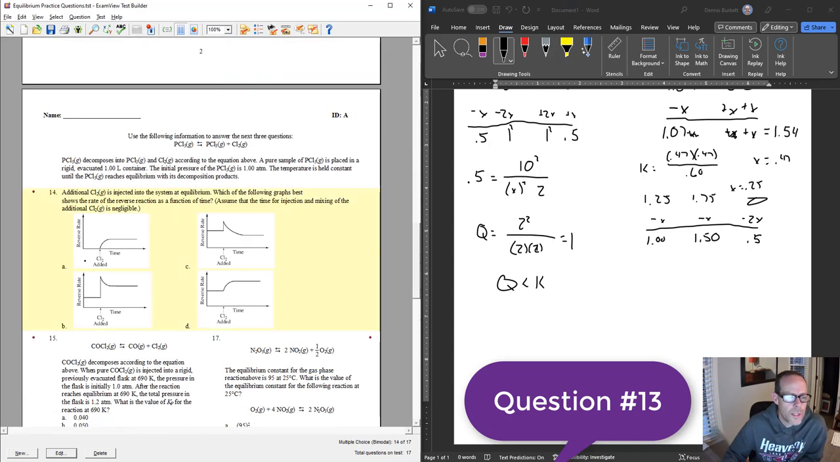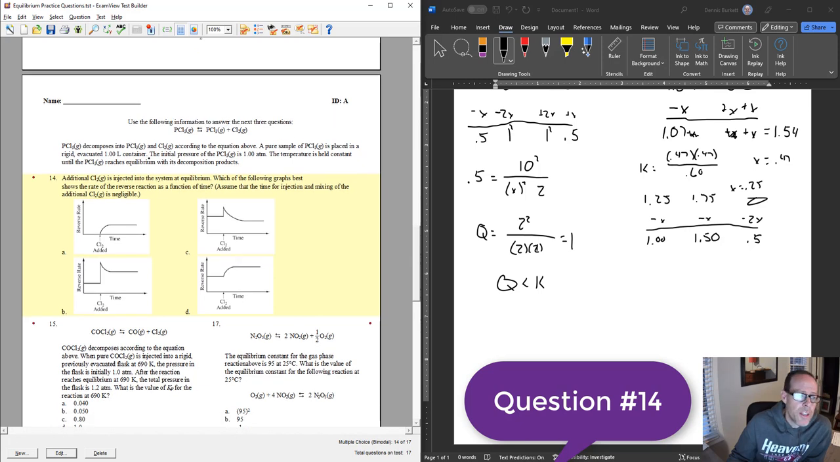All right, so 14 is a good one. All right, so this is definitely an AP question because the graphics are AP. I'm guessing this is one of those questions that had probably 2 or 3 multiple choice questions related to the question stem at the top. So really, if I look at the top, phosphorus pentachloride is in equilibrium with phosphorus trichloride plus chlorine. All right, so additional chlorine is injected into the system at equilibrium. Which of the following graphs shows the rate of the reverse reaction as a function of time? So chlorine is right here, so that's why it's asking what does the reverse rate look like, because I'm going from right to left.